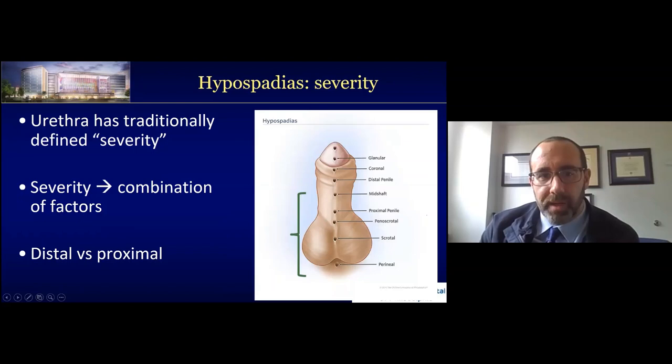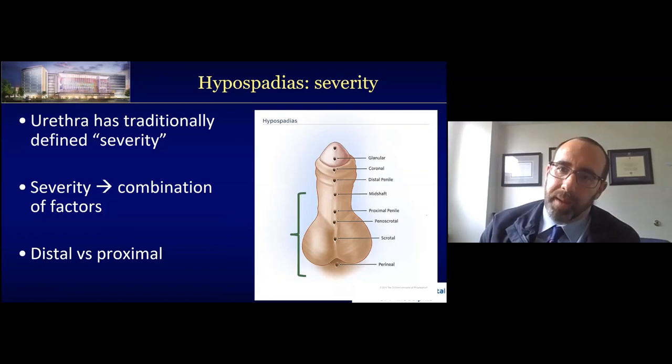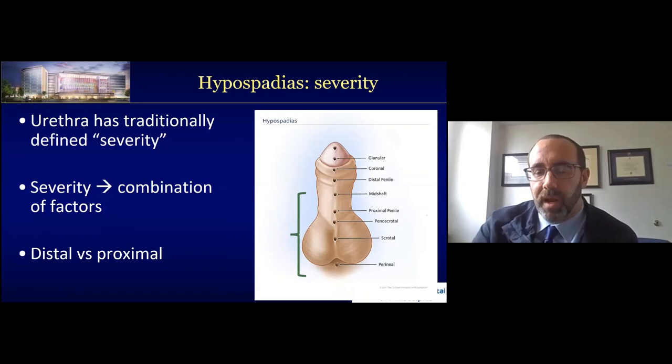But what we've come to learn is it's really not quite so simple. For the majority of patients that present, that classification system will be fine. But it doesn't really reflect what happens in the operating room, how you're going to have to reconstruct, and what can happen in terms of long-term complications with these patients. It's really a combination of factors, and probably more divided into distal versus proximal, and not really adding in midshaft that much anymore.